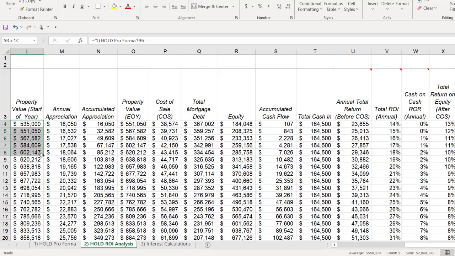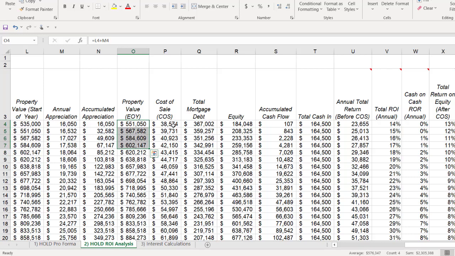5 years in, this property is worth $600,000. Again, appreciation is not linear, so past results are definitely not guaranteed for the future. And then you can see your annual appreciation. It appreciates by about $16,000, $17,000 a year, and it increases over time. Here is your accumulated appreciation. So year 1 is $16,000, year 2 is $16,500, and that's accumulated appreciation of $32,500. Here's your property value increasing.